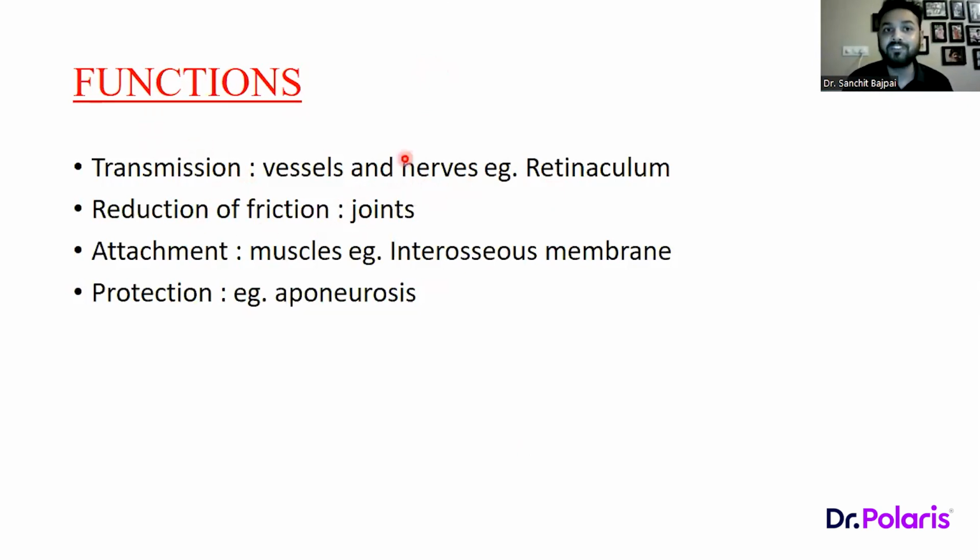So I already told you how it is reducing the friction. I told you an example of joints, synovial variety joints, right? I told you an example of interosseous membrane. The friction between two bones is prevented, correct?